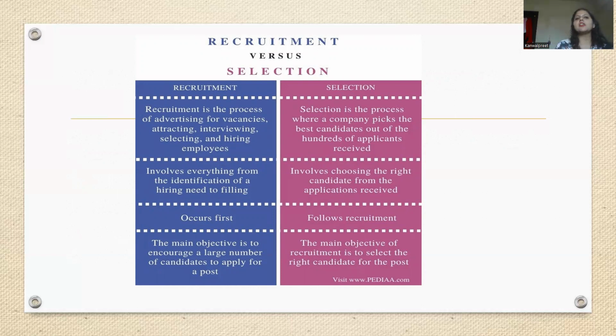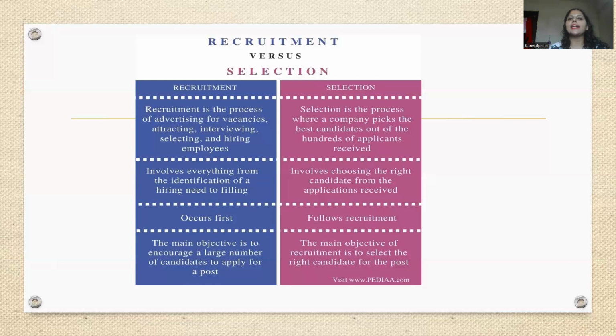Now, recruitment is the process of advertising for vacancies, attracting, interviewing, selecting, and hiring the employees. So the next word for recruitment is hiring process. Selection is the process where a company picks the best candidates out of the hundreds of applicants. So if 100 people have applied for one post, 99 will be rejected and only one will be selected. So just remember, recruitment is a positive process. Why? Because n number of applicants can apply.